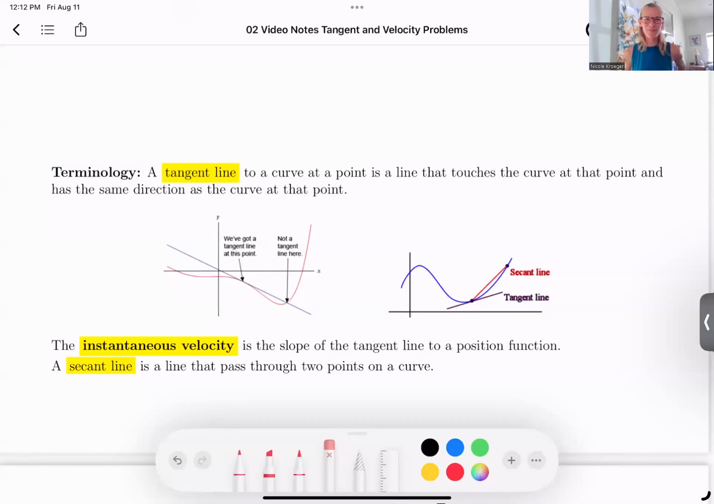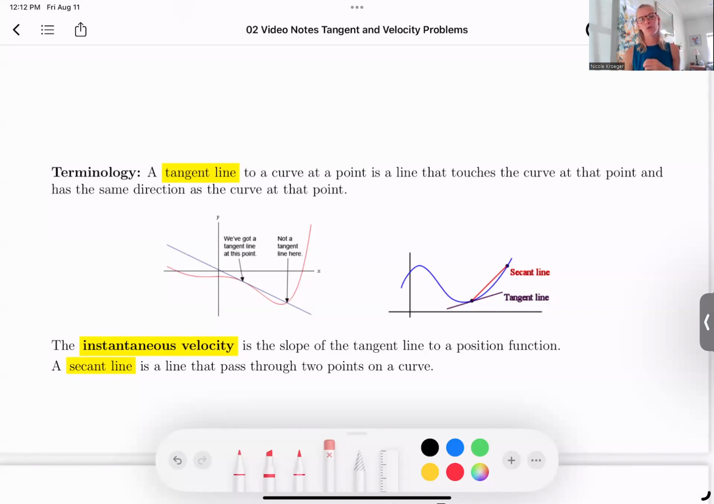Okay, we're going to go ahead and put some terminology to the problem that we did last time. Last time we saw we were looking for the slope of that line that just touched at a point, and that gave us the instantaneous speed. And that type of line is called a tangent line.